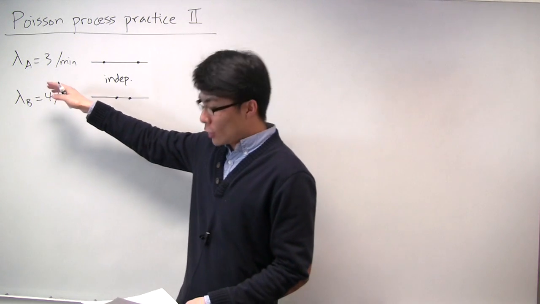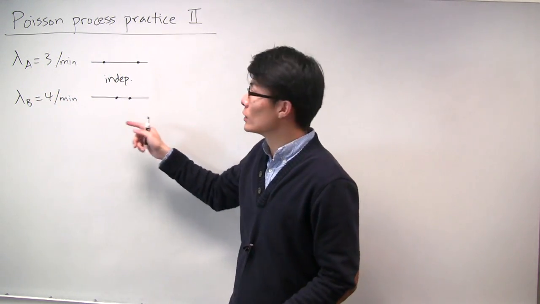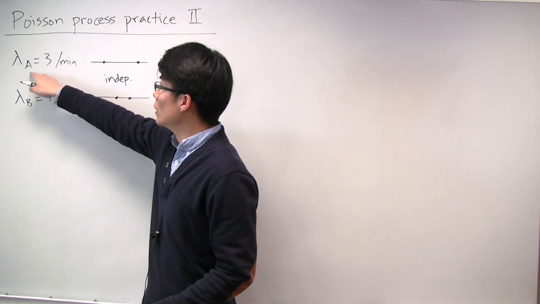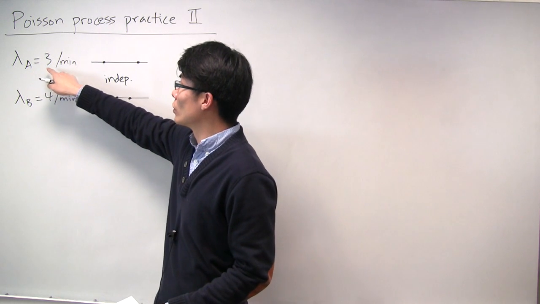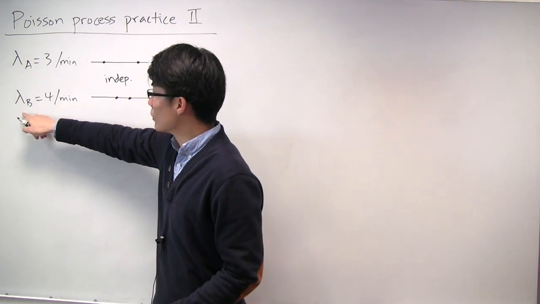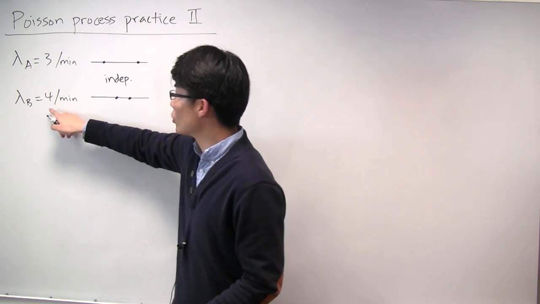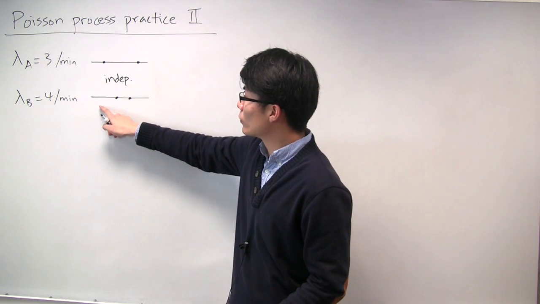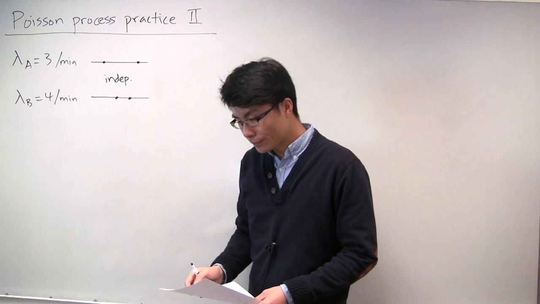In this problem we have a service station that services jobs of two types. Type A jobs, we're told, arrive as a Poisson process with a rate lambda A equals 3 jobs per minute. Type B jobs also arrive as a Poisson process with a rate lambda B equals 4 jobs per minute. And we're also told that these two Poisson processes are independent.